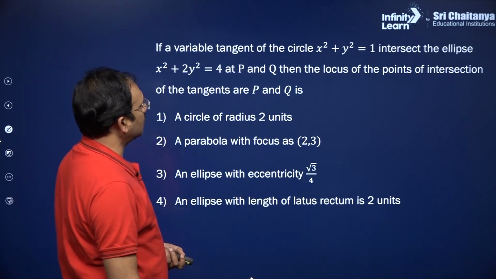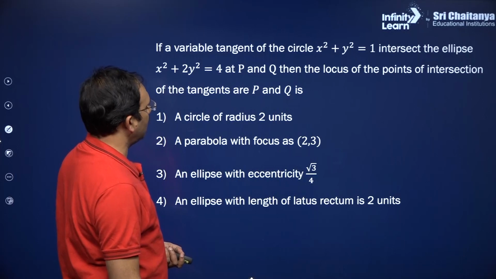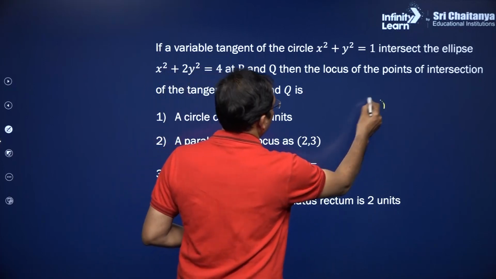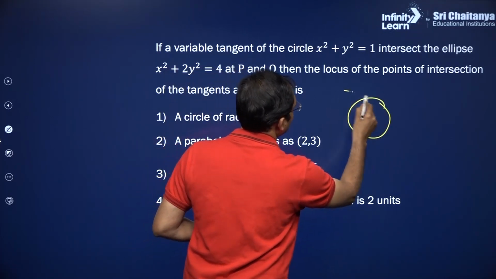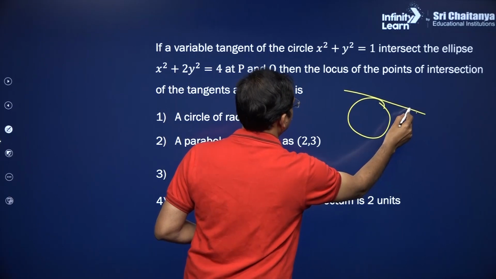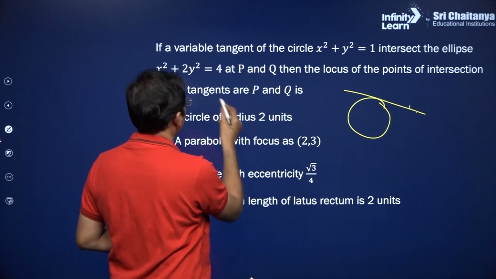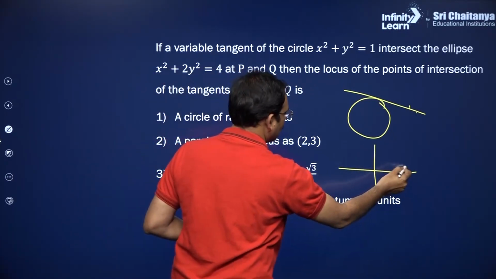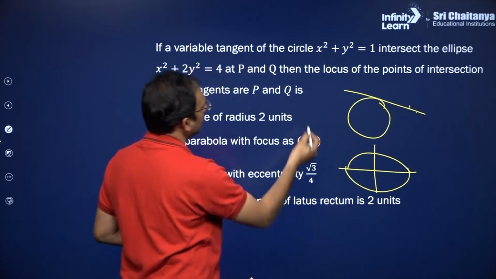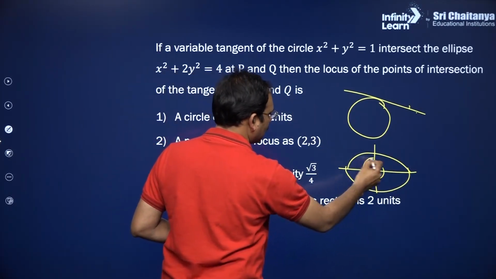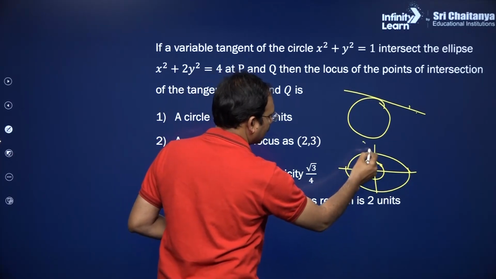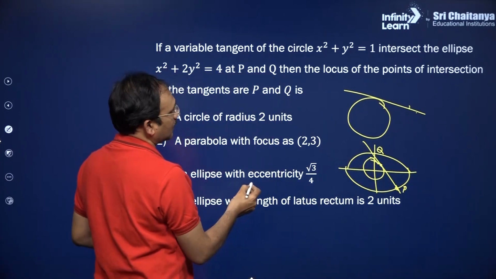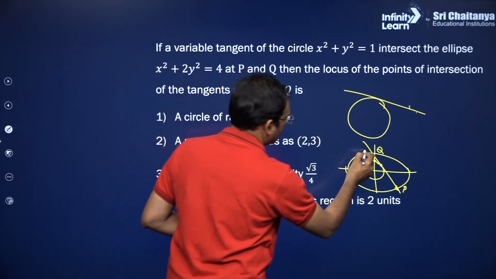Next, a variable tangent of the circle intersects the ellipse at P and Q. So a variable tangent of this particular circle cuts the ellipse. Suppose there is some ellipse here, okay. Actually this is x²/4 + y²/2. You can see, my dear friends, x²/4 means here it is 2, and y²/2 gives root 2. This is the ellipse. This is a circle with center (0, 0) and radius 1. A variable tangent of this circle cuts the ellipse at P and Q, okay. Then the locus of the points of intersection of the tangents, okay.